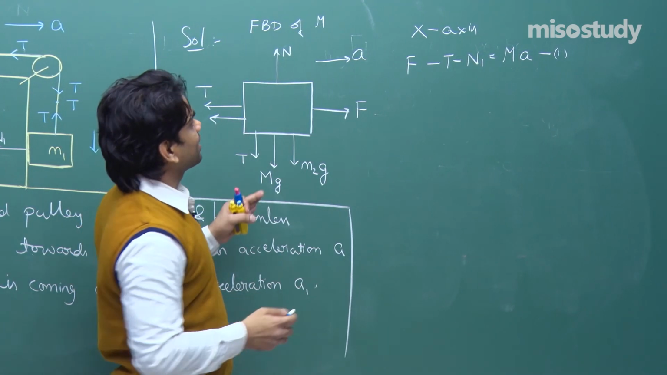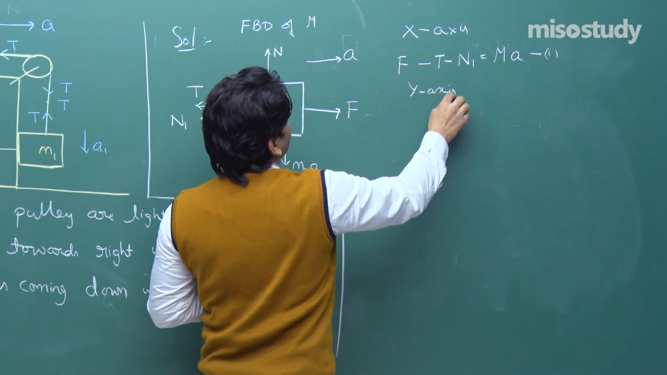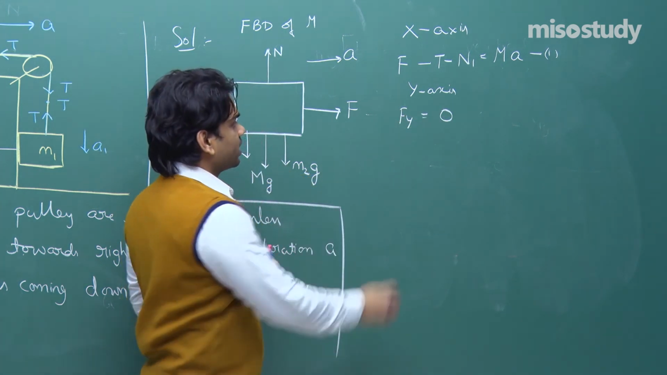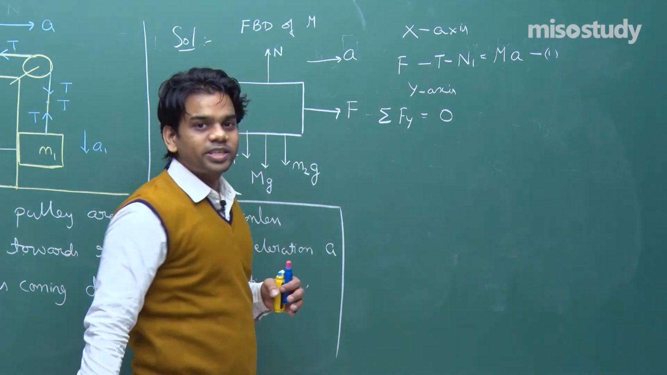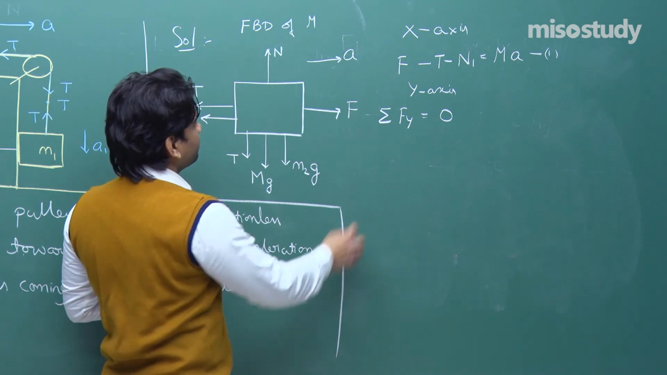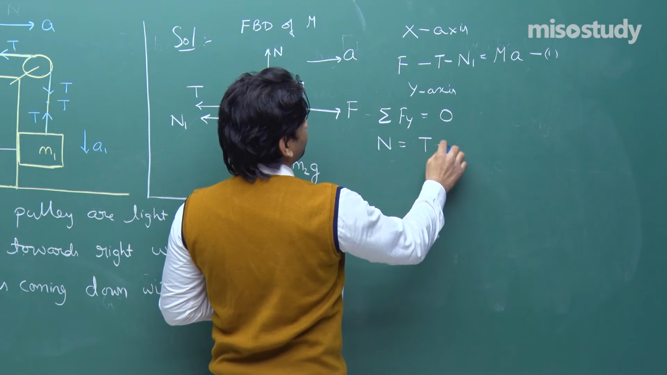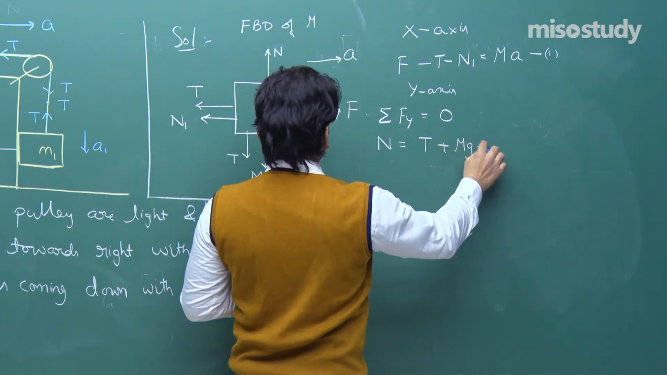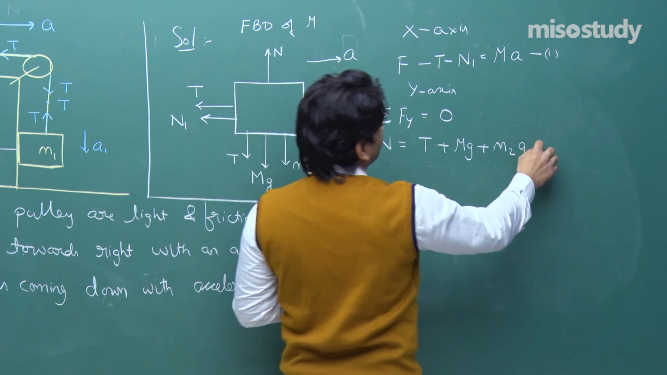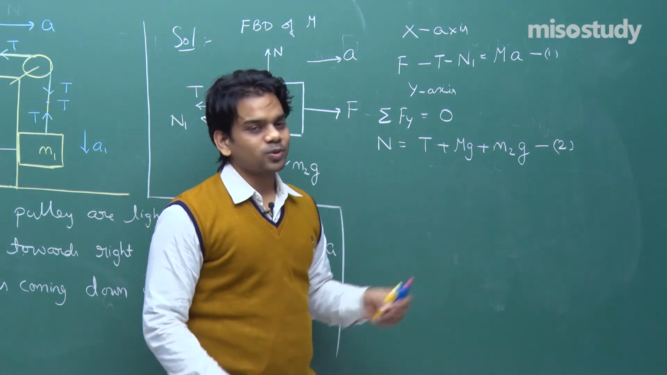Now along y-axis, if I write the forces, that is Fy should be equal to 0, because there is no net force along y direction, because there is no motion along the vertical direction. You can see capital N will come out to be equal to T plus mg plus m2g. We got this, and let us say this is equation number 2. We got this capital N equals to T plus mg plus m2g.